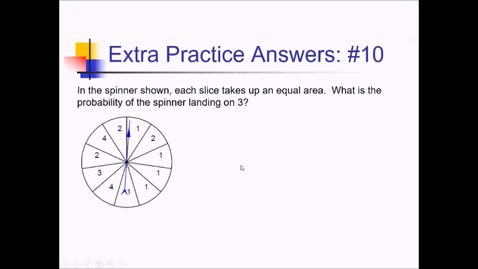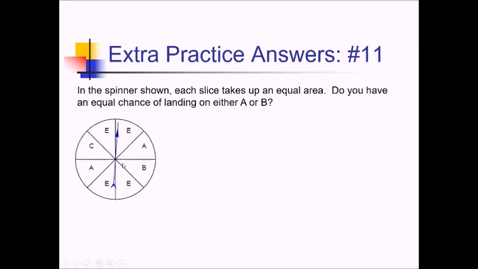For this problem, we want the probability on this spinner of spinning a 3. So total possible outcomes, there's 11 spaces. And then for 3s, how many 3s are there? Well, here's a 3, and it looks like that's the only 3, so that's 1 out of 11.